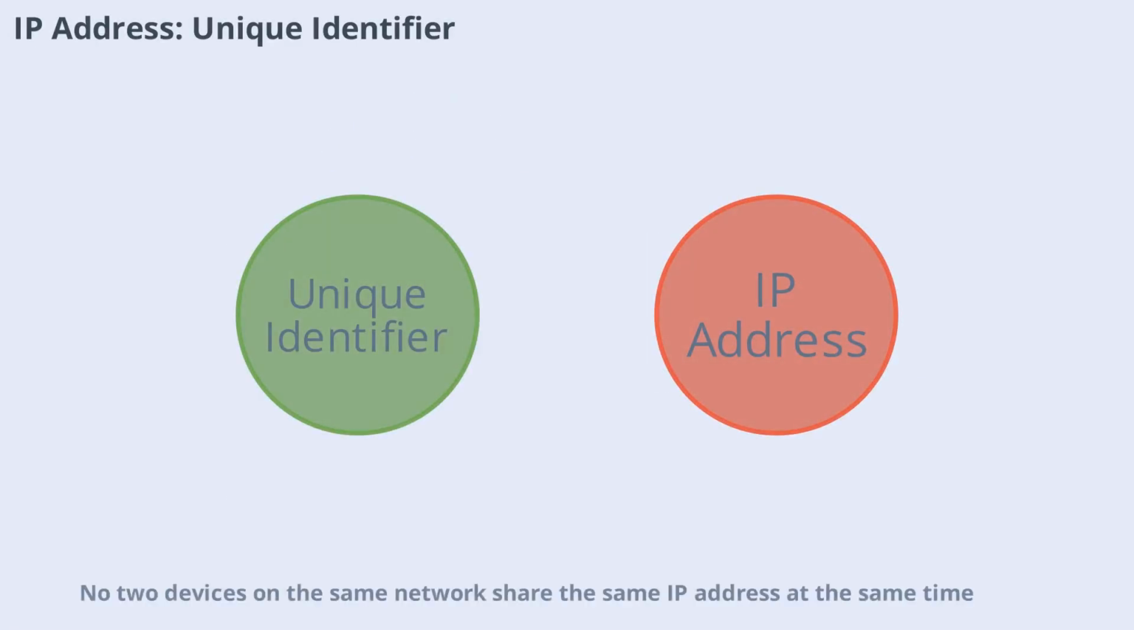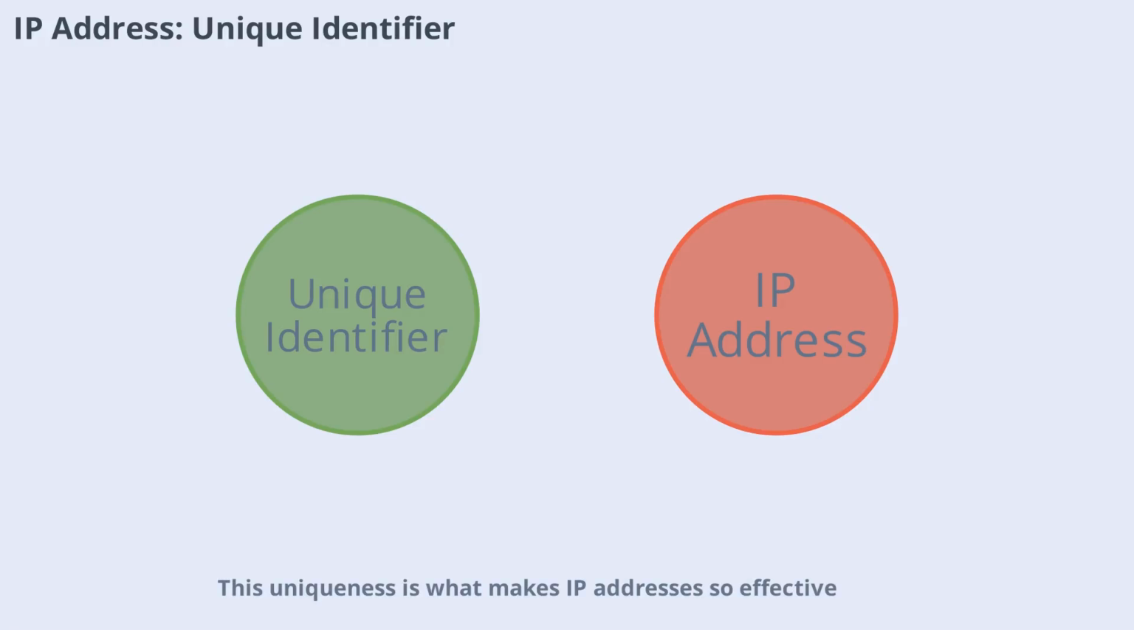No two devices on the same network share the same IP address at the same time. This uniqueness is what makes IP addresses so effective. It prevents confusion and ensures that data is delivered accurately. Just like a unique phone number, your device's IP address distinguishes it from all others online.